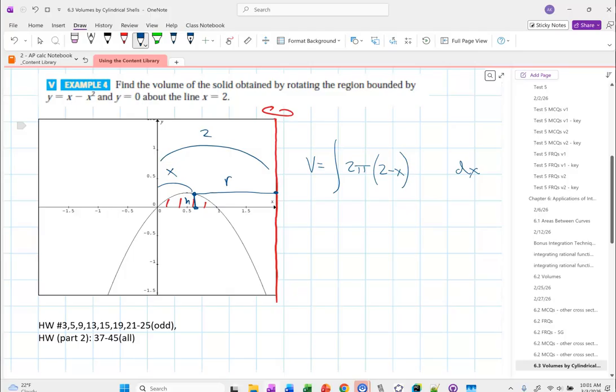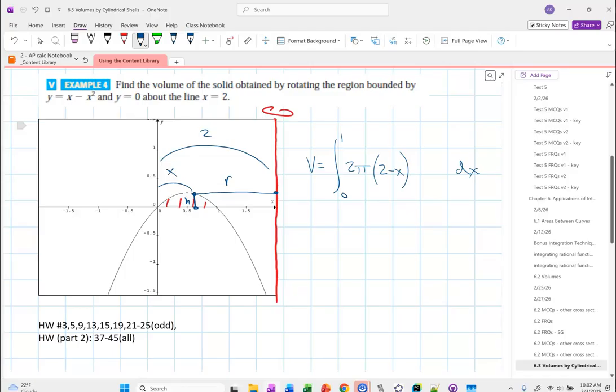The biggest this radius could be is 2, correct? And the smallest the radius could be is 1, right? So my x needs to vary from still 0 to 1. When it's 0, that's the radius of 2. When it's 1, that's the radius of 1. Is everybody okay there?